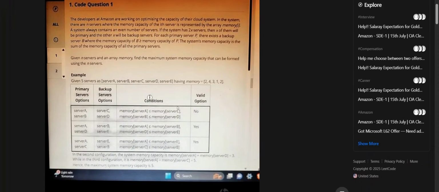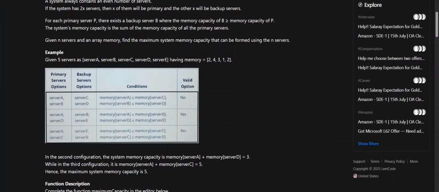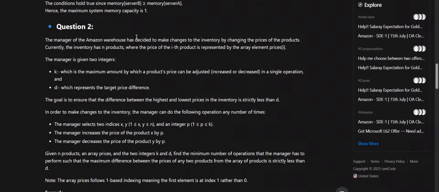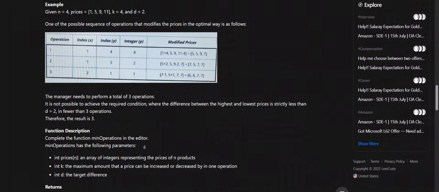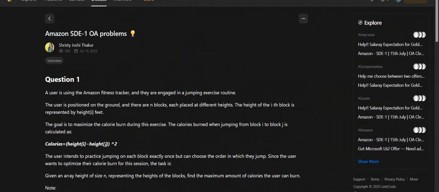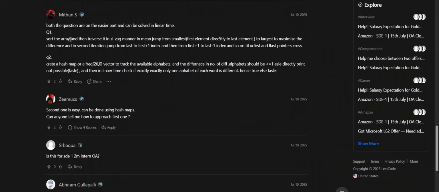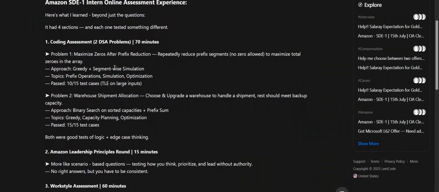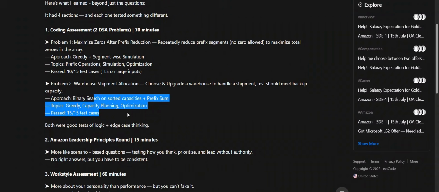Guys, this server problem is totally based on binary search, and then this. This is again the server problem. Server problems, guys, and then this is the product problem, based on DP. This might include binary search, arrays and hashing again. This problem's solutions are given in the LeetCode discuss. We can check them out. Again prefix reduction, then again binary search on sorted capacities plus prefix sum.